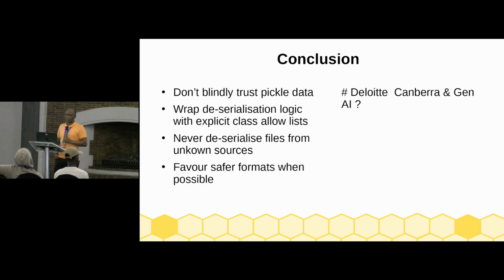The key thing is don't blindly trust your Pickle data. Also, you wrap your deserialization logic with an explicit class allow list. That's when I spoke about those parameters and the folders and files from Python you can use, kind of like an allow or disallow list. So when you list where the data should come from, that's the limit for your code. You never use deserialized files from unknown sources, and you also favor safer formats when possible.